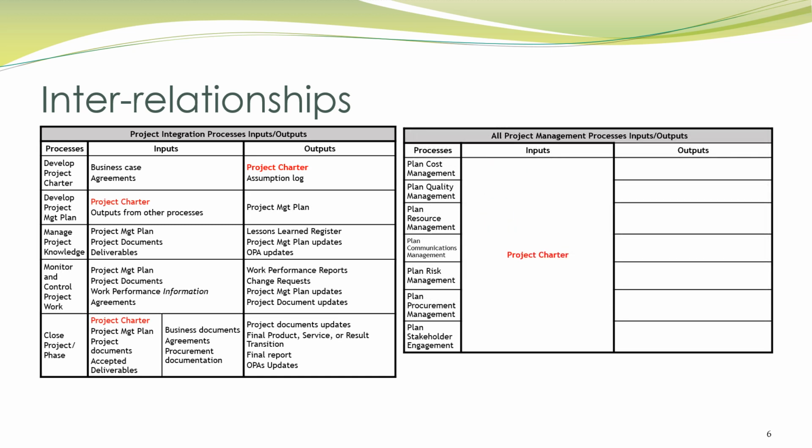Also, it's an input in several additional processes in the project scope management category too: plan scope management, collect requirements, and define scope. The project charter is also an input in all the planning processes. Now, you knew this because it is an input in the develop project management plan process, which includes all of the other planning processes. So the project charter is created as an output in the develop project charter process and is an input in all the planning processes and closing processes. Remembering this will help you remember what is in the project charter. Remember, it's high level.